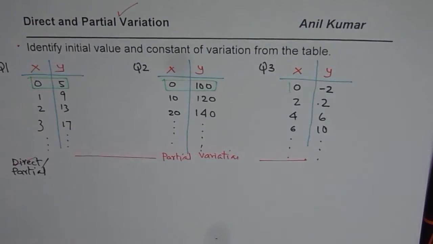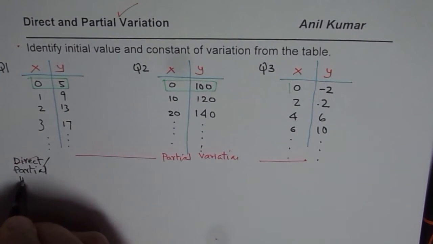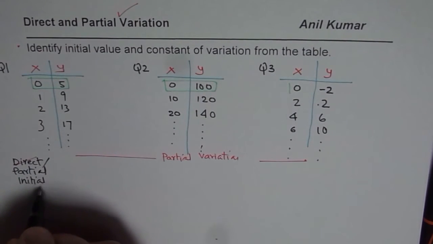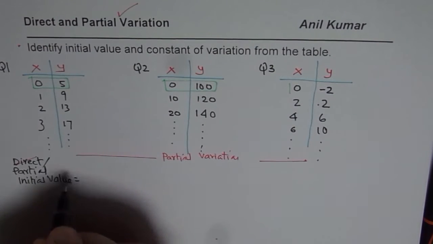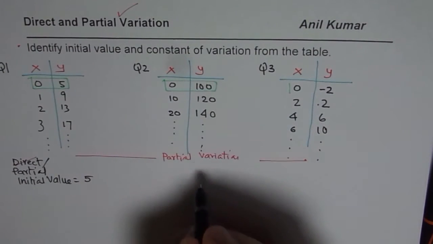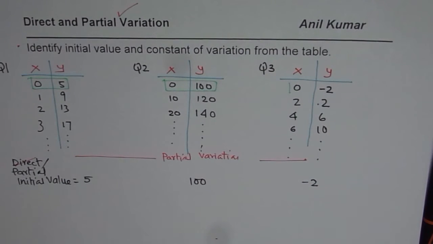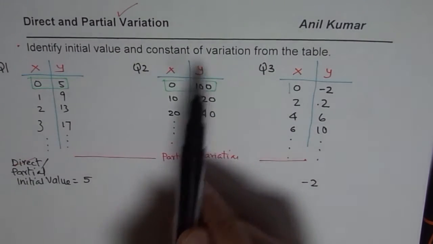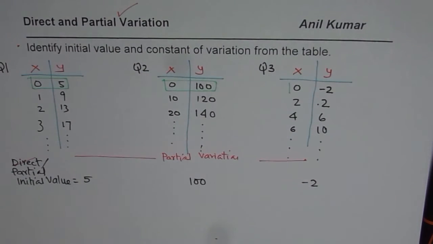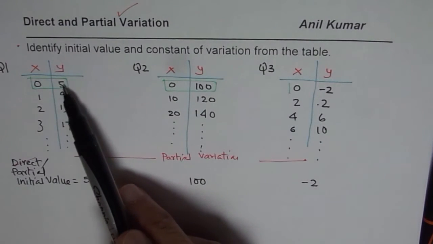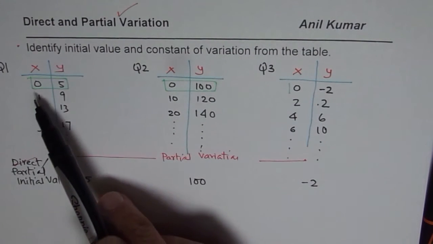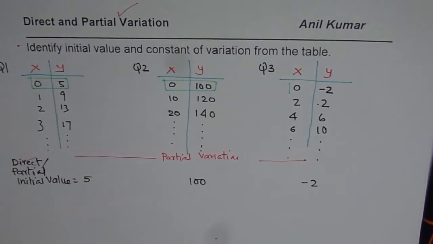Perfect. So let me write down. So we have initial value as equal to, in this case, 5, and in this case it is 100, and in this case it is minus 2. So we got the initial value. Now the question is, how will you find constant of variation? Now constant of variation is the rate at which the numbers are increasing as we move by one digit in x, right? So that is the rate of increase.